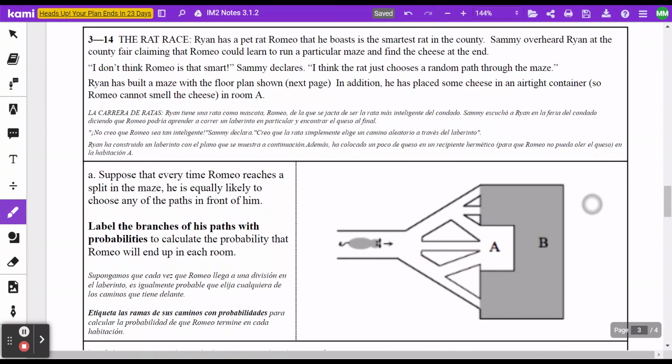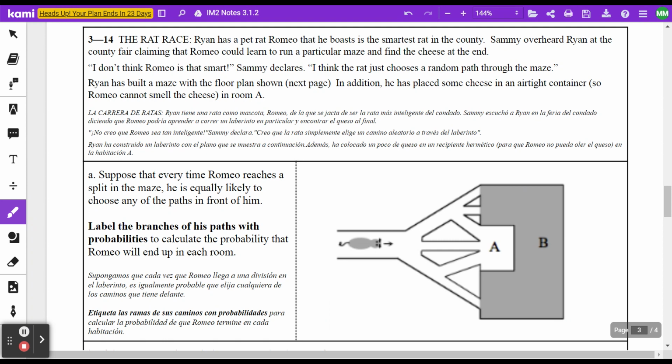Okay, let's go again. The rat race. This is a classic problem from your textbook. And at least in the last few years, I think something very similar to the rat race has been on the fall finals. Okay, 3-14, the rat race. Ryan has a pet rat, Romero, that he boasts is the smartest rat in the country. Sammy overheard Ryan at the county fair claiming that Romero could learn to run a particular maze and find the cheese at the end. And then Sammy goes, "Look, I don't think Romero is that smart. I think the rat just chooses a random path through the maze."